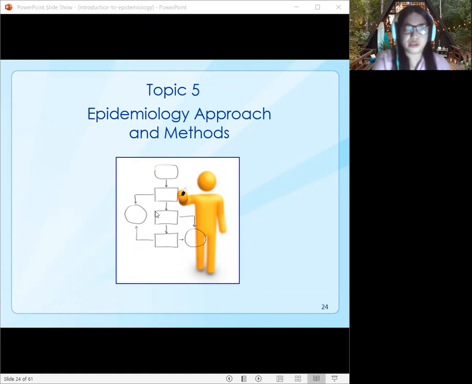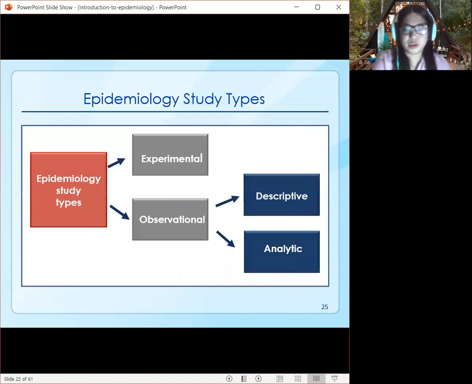Epidemiology approach and methods. Okay, so we have here a diagram that shows the different types of epidemiology studies. For epidemiology study types, we have experimental and observational. In an experimental study, the investigators can control certain factors within the study from the beginning.